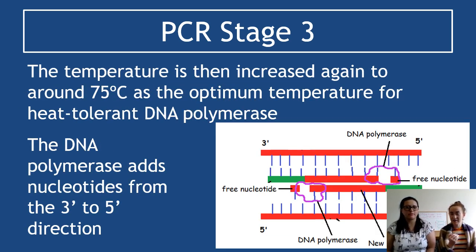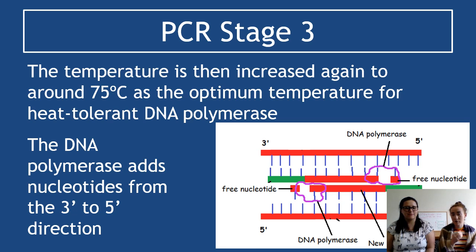This time it's increased again slightly to around 75 degrees, and this is because it is the optimum temperature for that heat-tolerant DNA polymerase. So again, optimum temperature, we talked about it at Nat 5, it's where it's going to be working, or it's got its highest activity for that enzyme. So this is where the heat-tolerant DNA polymerase enzyme is working at its best, at around that 75 degrees.